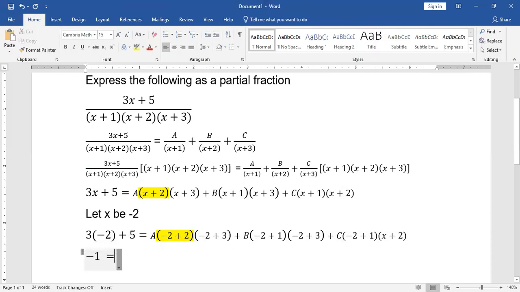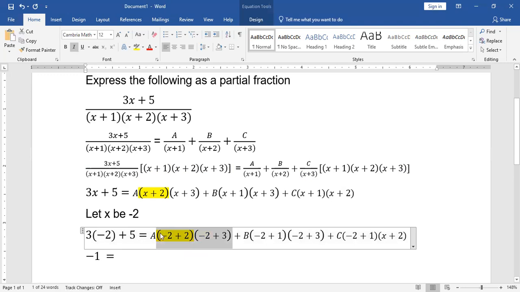And now, when you look at here, on the first one here, negative 2 plus 2 will give us 0. So everything here will be multiplied by 0, which will become a 0. So that one is mathematically out. All right?